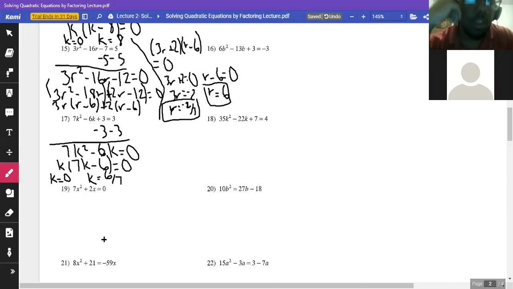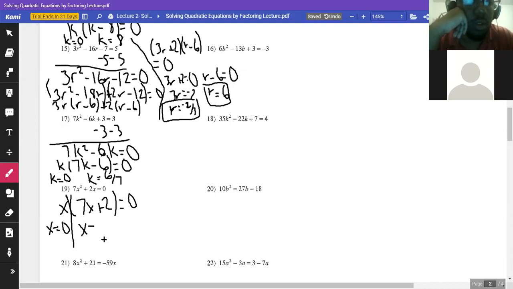All right, 19 they already have equal to 0, so we just have to factor out a GCF. So x times 7x plus 2 equals 0. Setting each factor equal to 0, x can either be equal to 0, or x can be equal to negative 2/7.